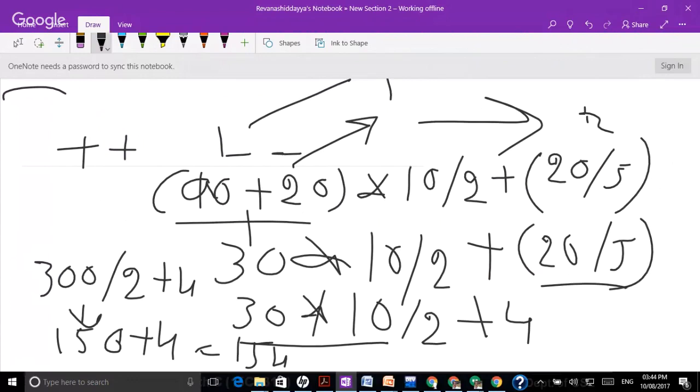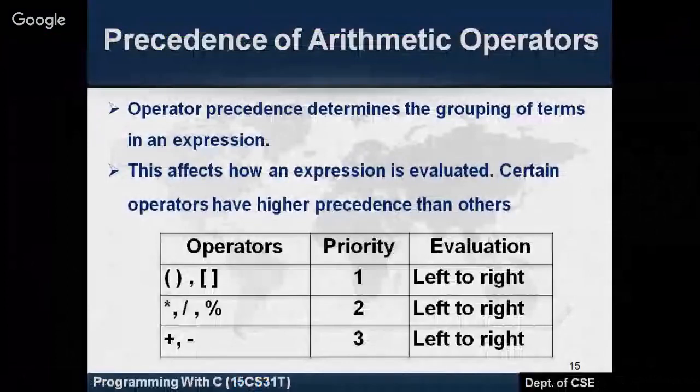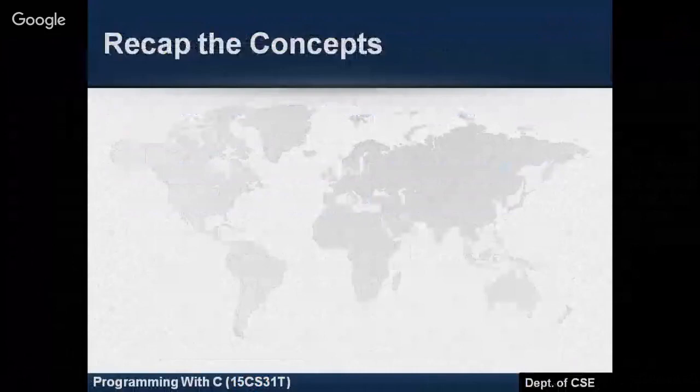Evaluating the expressions by giving priority to the operators. So how do I evaluate an expression? By giving priority to the operators. We call this evaluation of expressions, precedence of arithmetic operators. So this is all about the precedence of arithmetic operators.